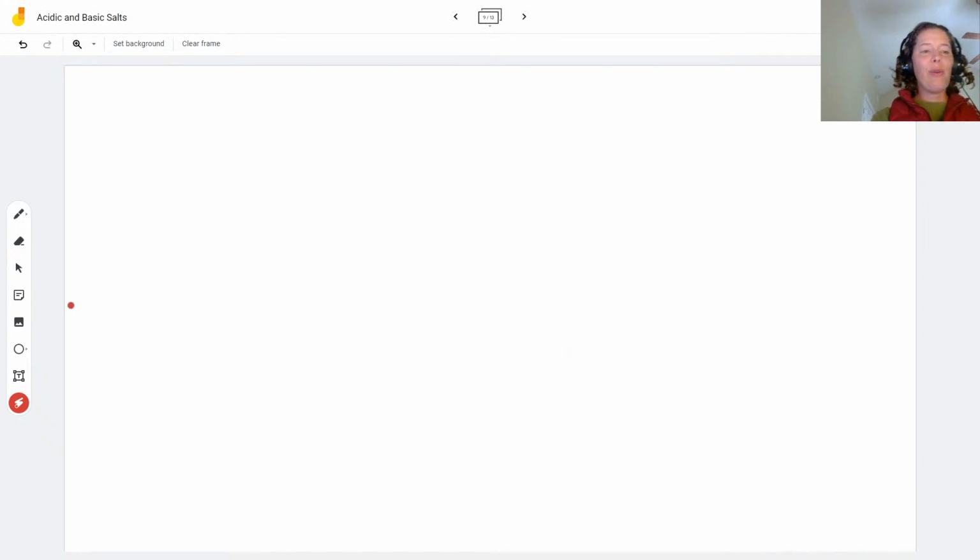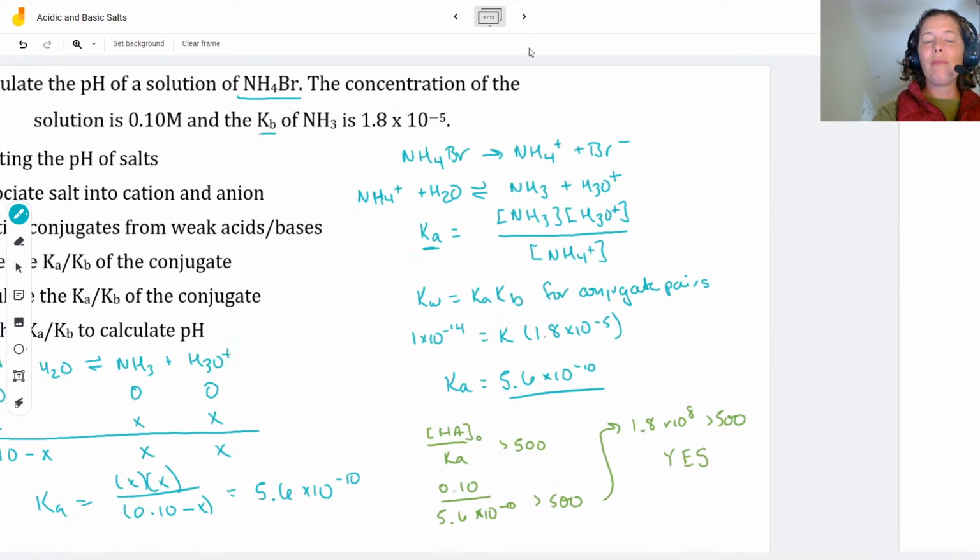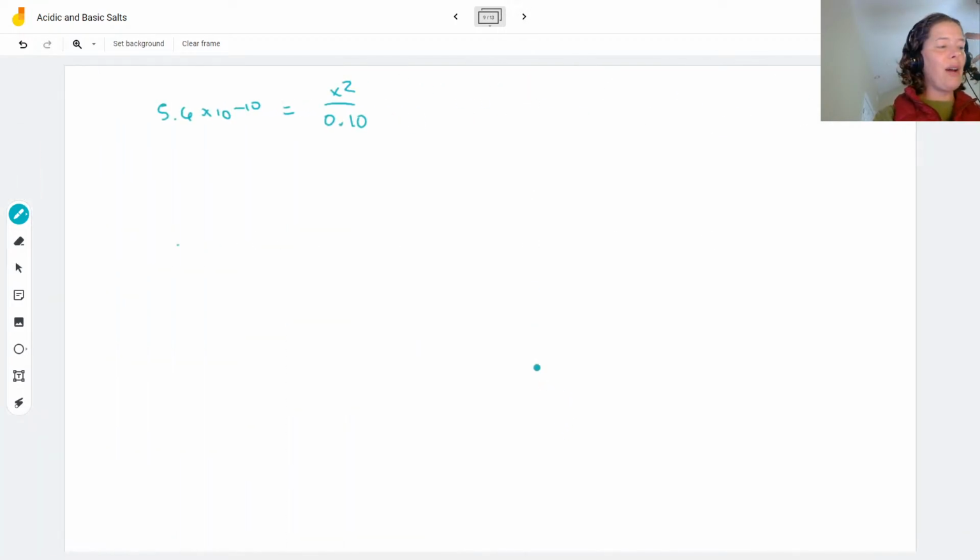Okay, so going back, I'm just going to rewrite my Ka expression here. So this is 5.6 times 10 to the negative 10th. This now equals x squared over 0.10. Again, I'm just pulling from right here. I still have my x squared on top, but I've dropped that minus x in the denominator. So now I can just solve for x using a square root, and this is 7.5 times 10 to the negative 6. Okay, so that is what my value for x is.